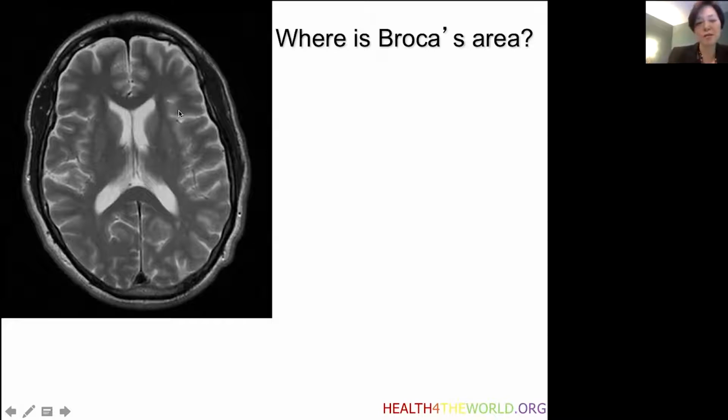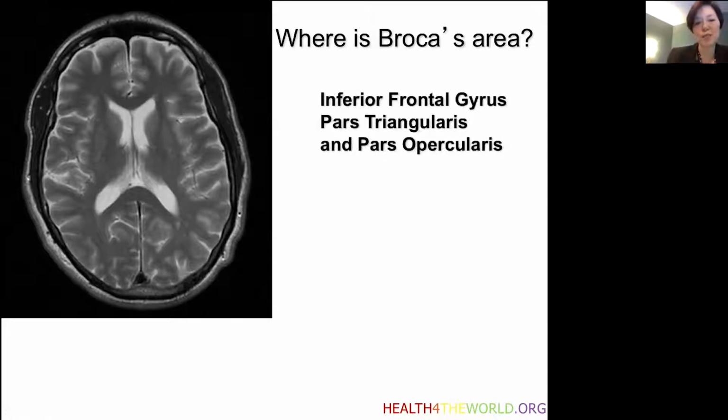So that's a kind of easy way of identifying this. But eventually, Broca's area is defined as the inferior frontal gyrus. And the inferior frontal gyrus has a pars triangularis, pars opercularis, and pars orbitalis. Broca's area corresponds to the triangularis and opercularis.